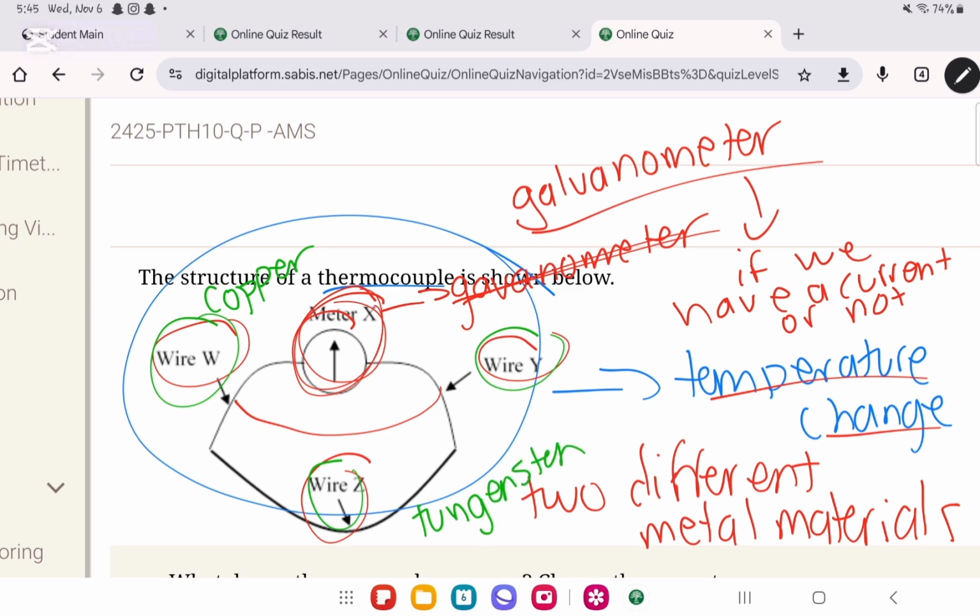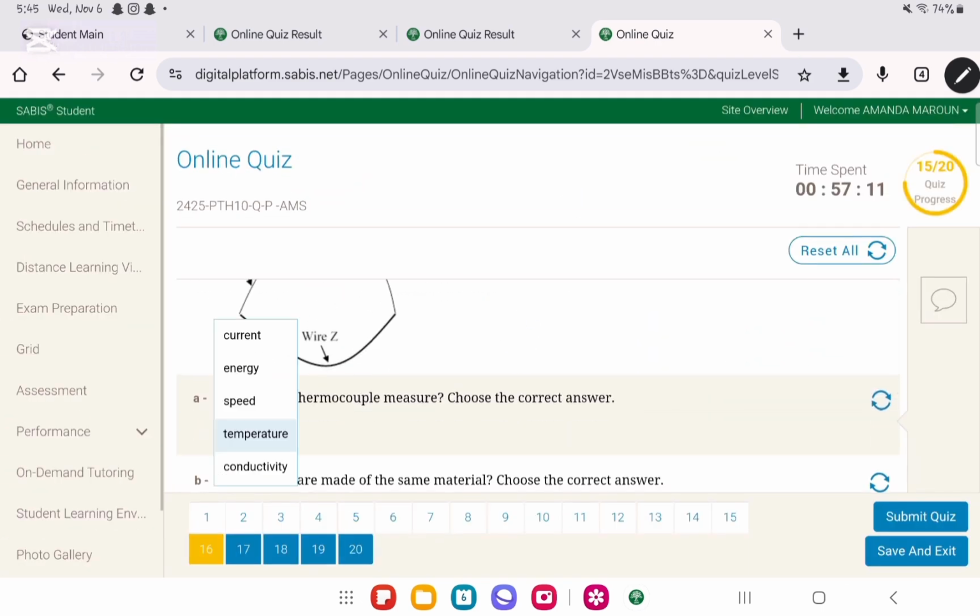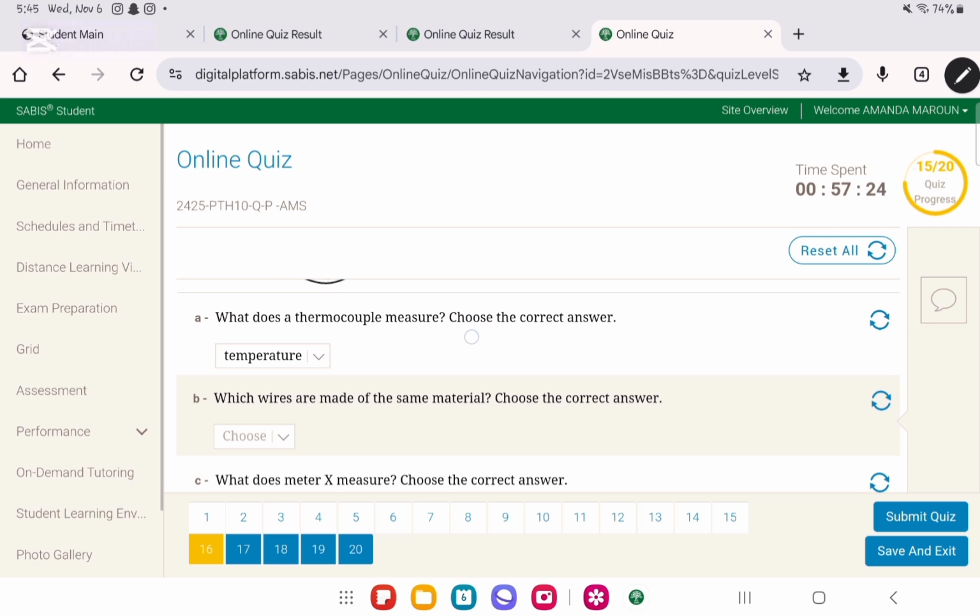tungsten. Since wire W and wire Y are both coming out of the galvanometer, they are both made of the same thing, copper. But wire Z, which is a different wire that is not coming from the galvanometer, okay, it is a different material, which is tungsten, for example. Alright, so what does a thermocouple measure? It measures temperature. Then they asked us which wires are made of the same material.